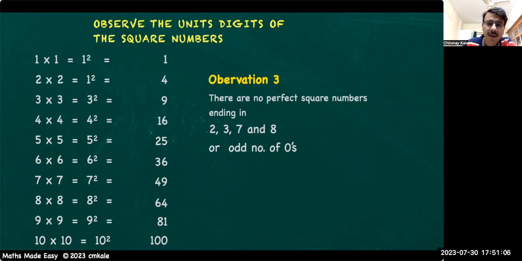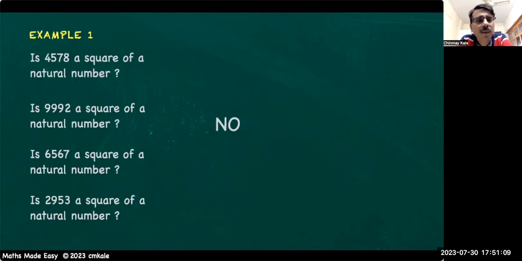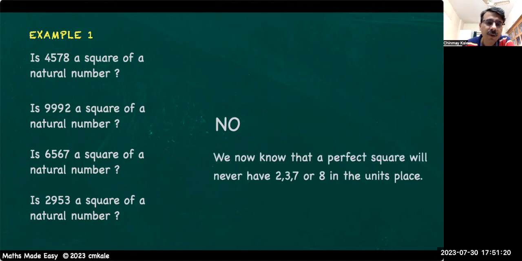So let's look at another example. Is 4578 or 9992 or 657 or 2953 the square of a natural number? The answer is no. And why? Because we just made this observation and we realized that 2, 3, 7, and 8 never ever figure in the units place of a perfect square number. So these must be imperfect squares. So by mere observation of a number, you will at least be able to tell if that number is an imperfect square or not.